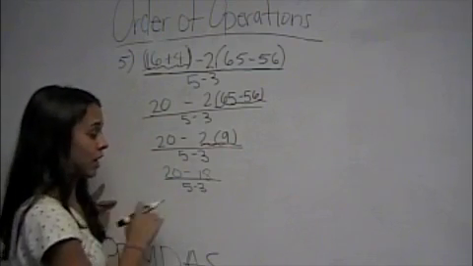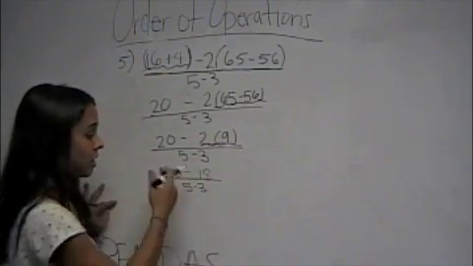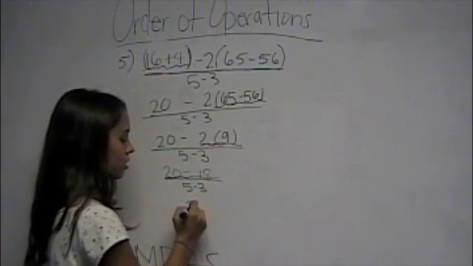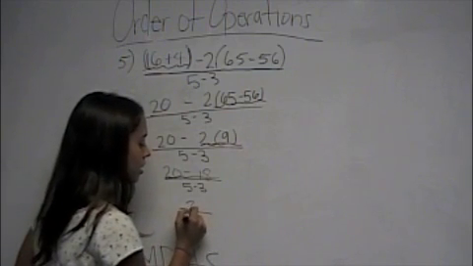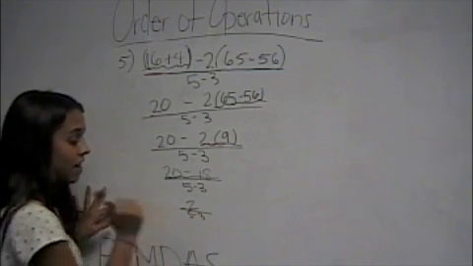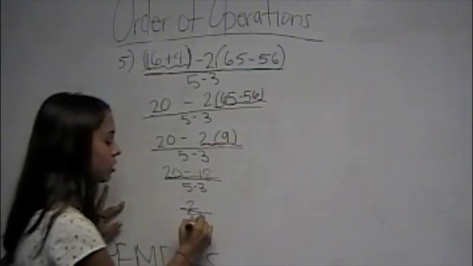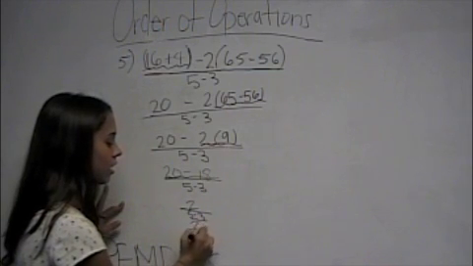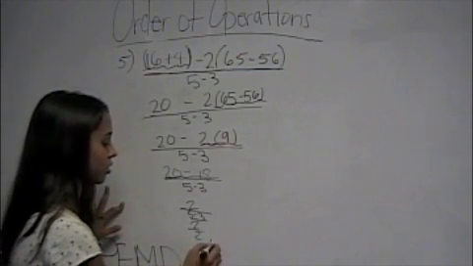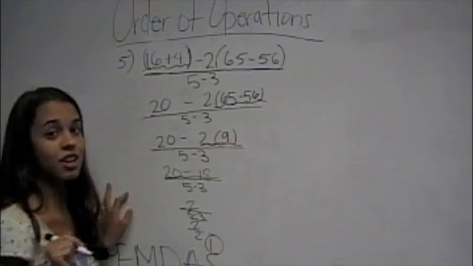Let's finish our numerator. We only have addition and subtraction left, and it's subtraction. So 20 minus 18 is 2. Now we can look at our denominator. 5 minus 3 is 2. So we solve for that. And we have 2 divided by 2, which is equal to 1. And that is our answer.